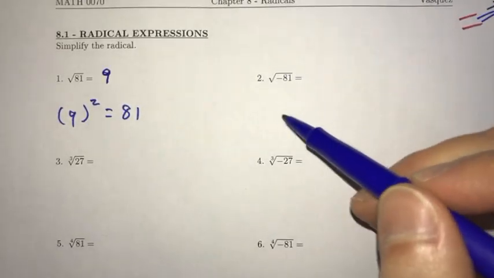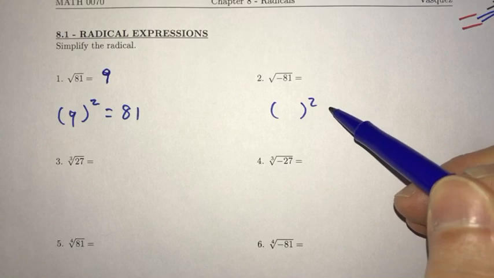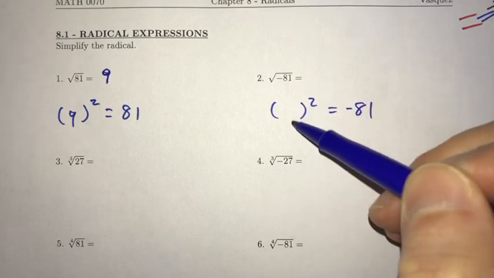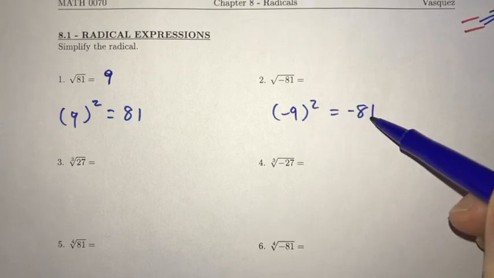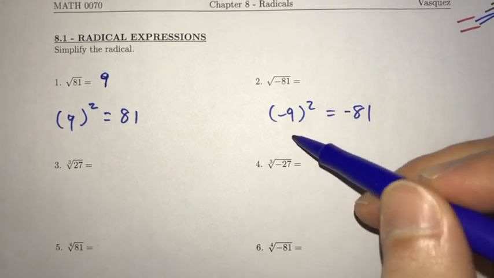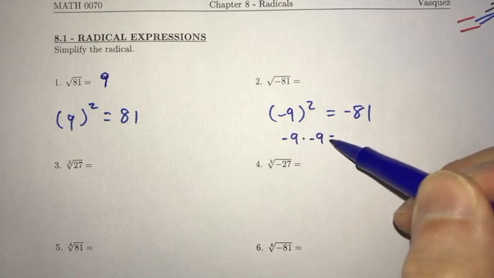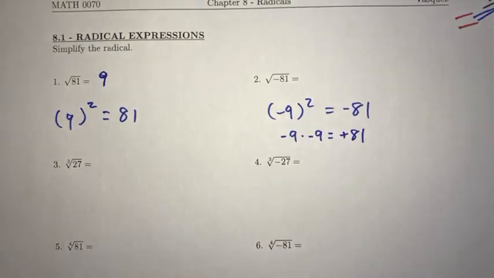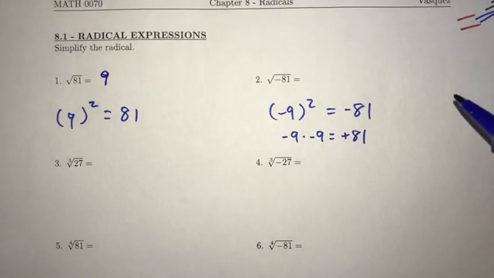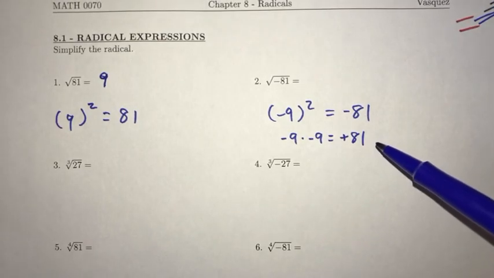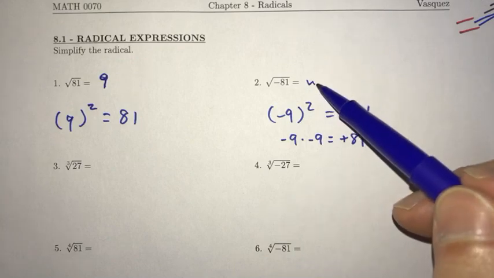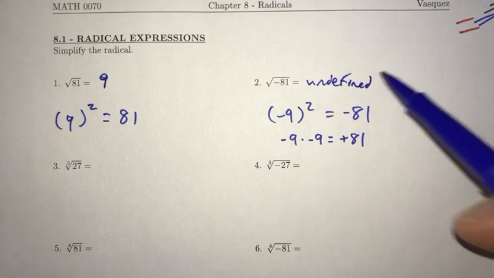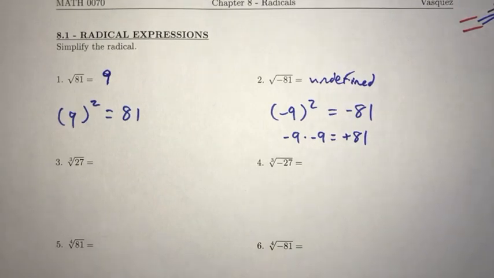If we have the square root of negative 81, we should be asking what number squared will equal negative 81? Well, most people are going to say that it's negative 9. But is negative 9 squared equal to negative 81? It is not, right? Because negative 9 times negative 9 is actually equal to positive 81. Now, can you think of any number, right, that when you square it, you get negative 81? You shouldn't be able to. This is actually undefined. There is no number that if we square it, we equal negative 81.